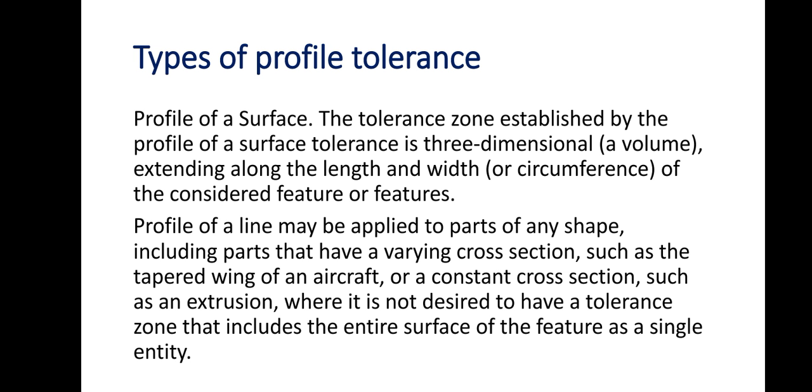And what is profile tolerance? There are two types of profile tolerance, as you know: profile of a surface and profile of a line. Profile of surface tolerance is three-dimensional. It is like a volume extending along the length, width, and all over the circumference of the considered feature or features. And profile of a line may be applied to any shape, including parts that have a varying cross section, like a tapered wing of an aircraft, or a constant cross section, as in an extrusion. It is used whether it is desired to have a tolerance zone that includes the entire surface of the feature as a single entity.